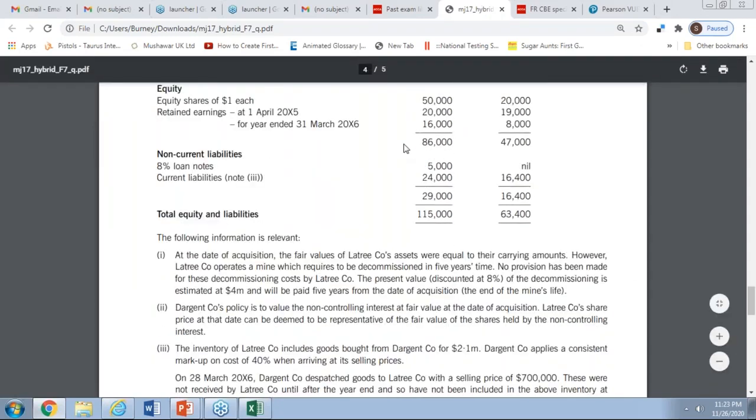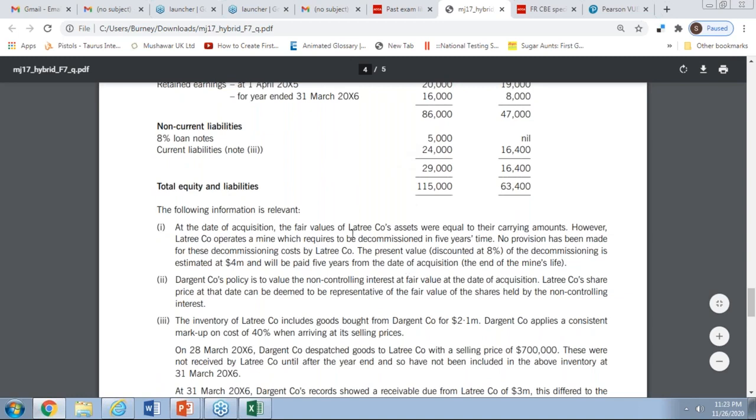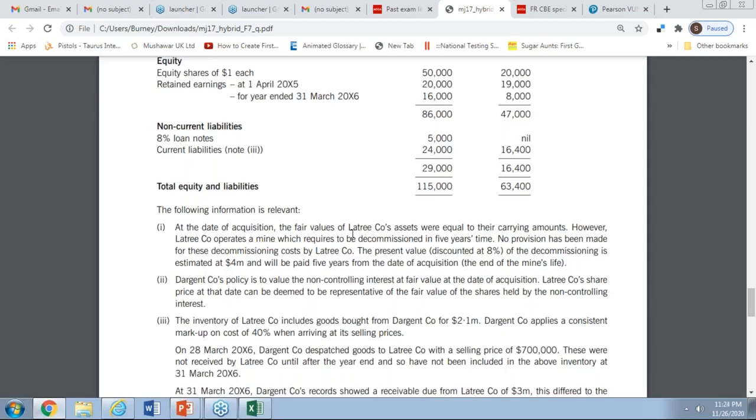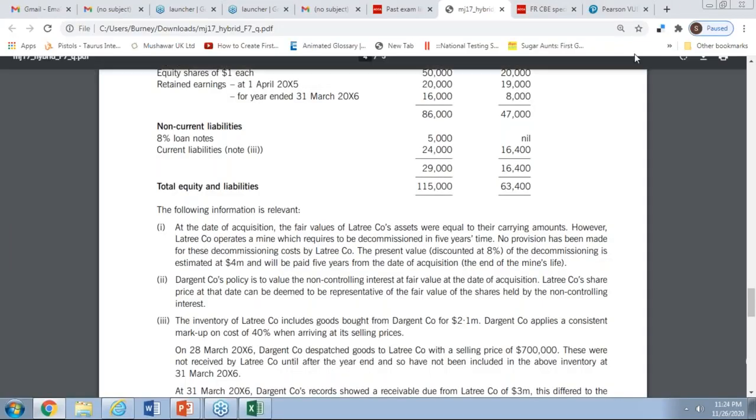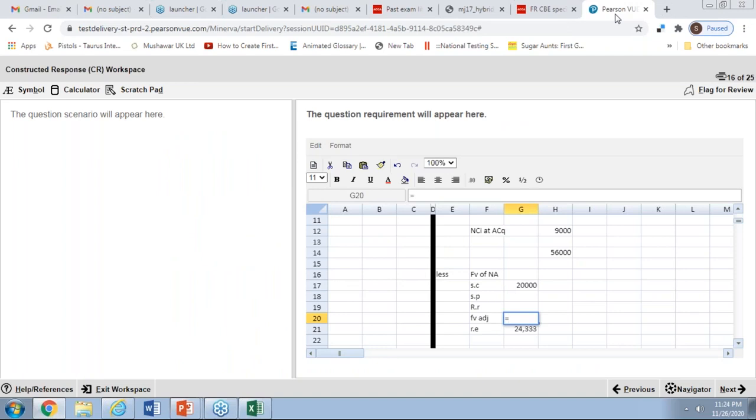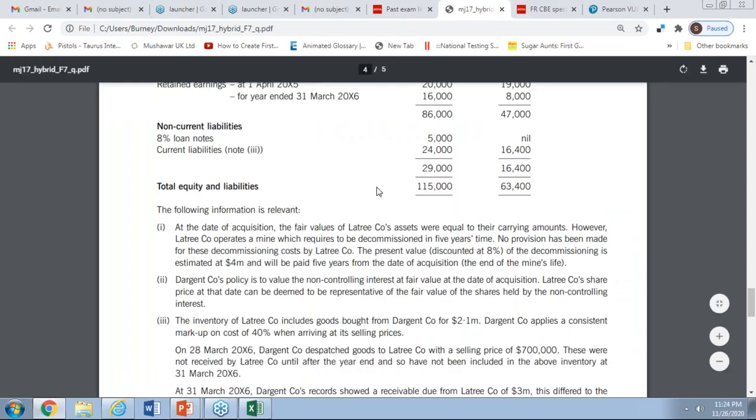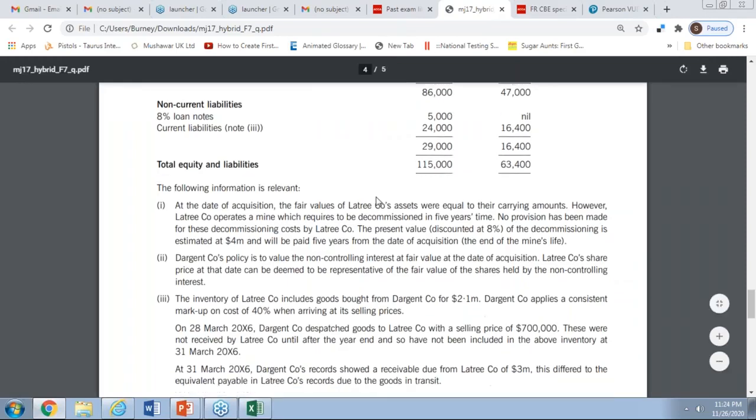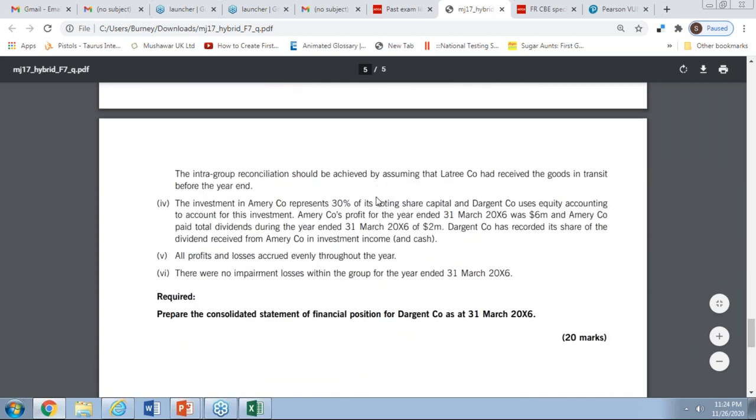Now let's see the fair value adjustments. We have a fair value adjustment at the date of acquisition. There is a decommissioning cost which we have not yet recognized. So you should know this: the accounting entry for this decommissioning cost is asset debit and provision credit. Asset debit means 4,000 added, provision credit means 4,000 less. So the net impact would be 0 for this transaction. Do we have anything else related to the date of acquisition? No.